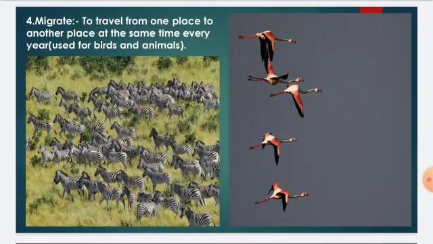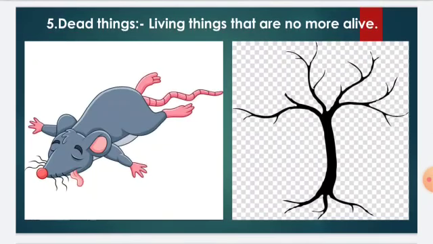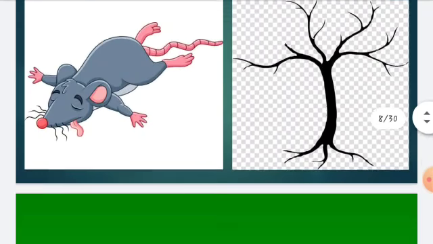Coming to the fourth word, which is migrate. The word migrate or migration means moving or traveling from one place to another at the same time every year. This is used both in the case of birds and animals. The fifth is dead things. The things that are no more alive are known as dead things.